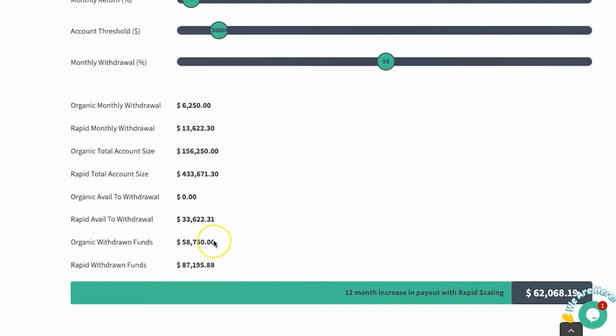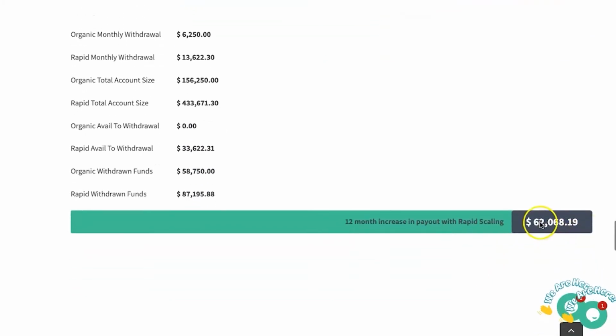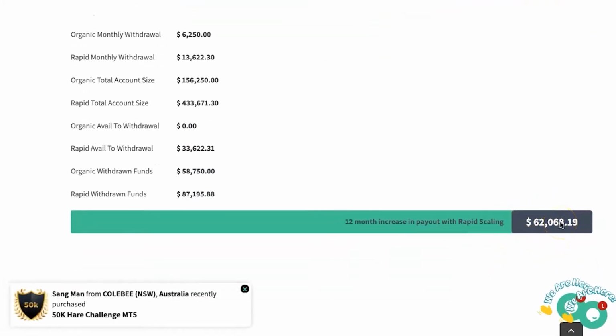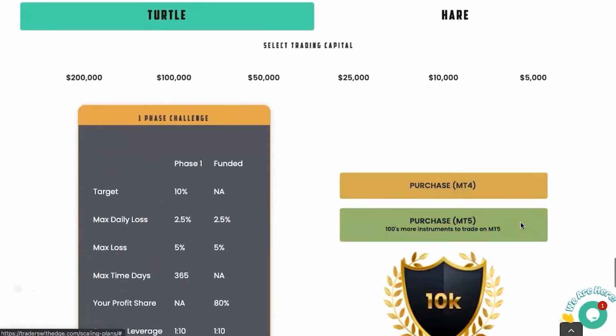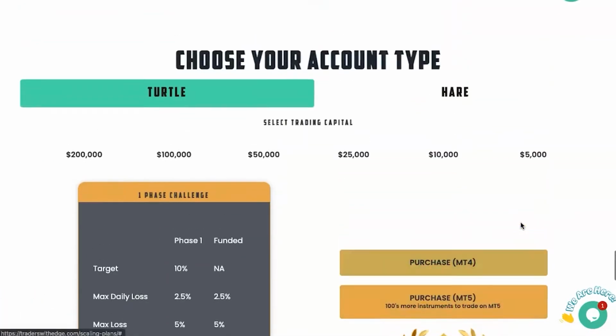So remember, the rapid also has this balance to be able to withdraw as well. Down here, the final number shows you the difference between going on the organic or the rapid. And then if you scroll down, you can select a plan if you choose to take a challenge with us.